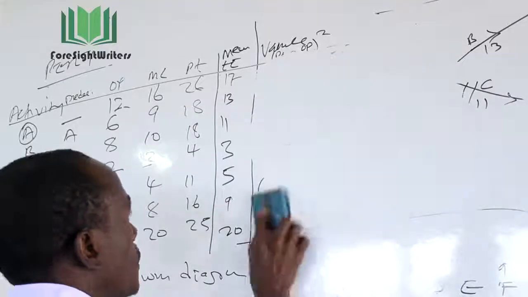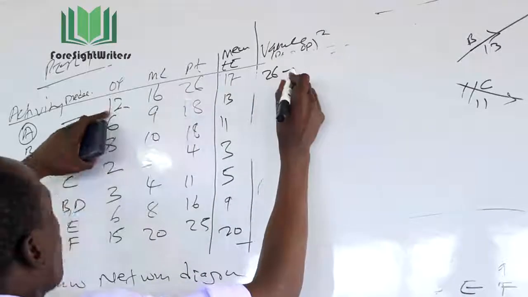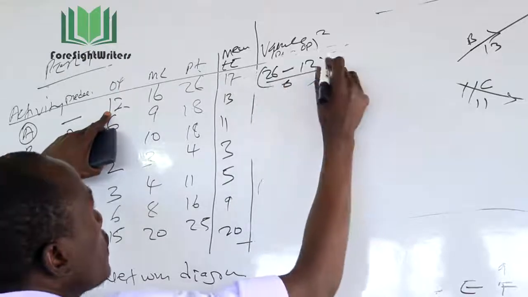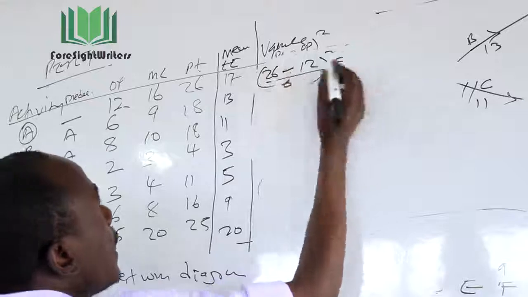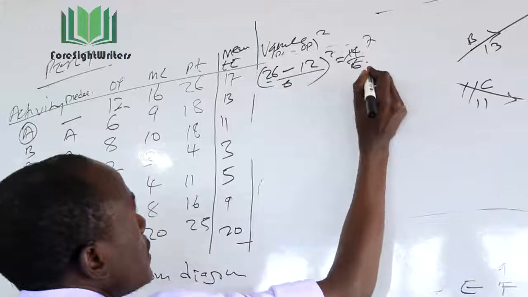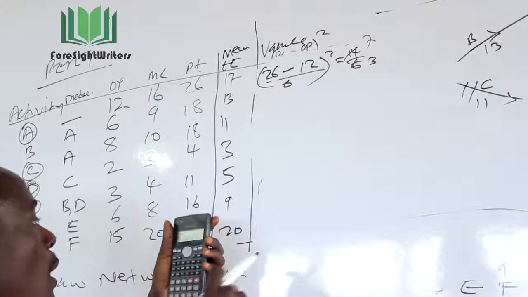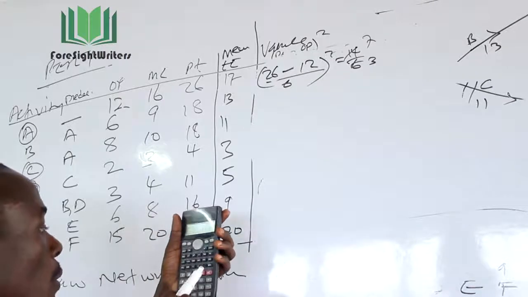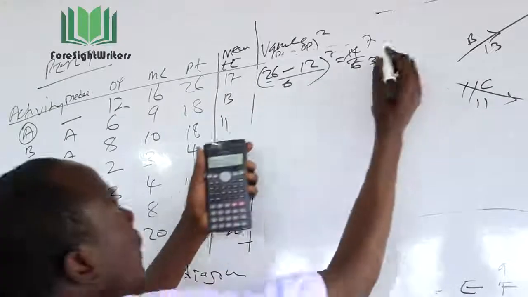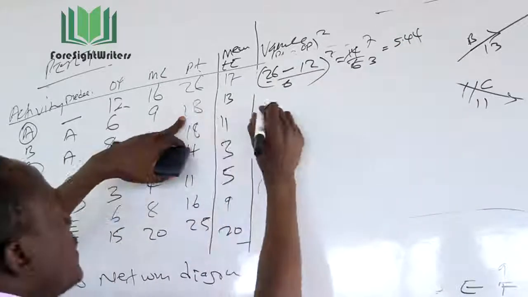So pessimistic time was 26 minus optimistic time 12, over 6, squared. So this is 14 divided by 6, which is 7 over 3. I get 2.33 squared, so the first one is 5.44. The second one, 18, I skip because this is non-critical.